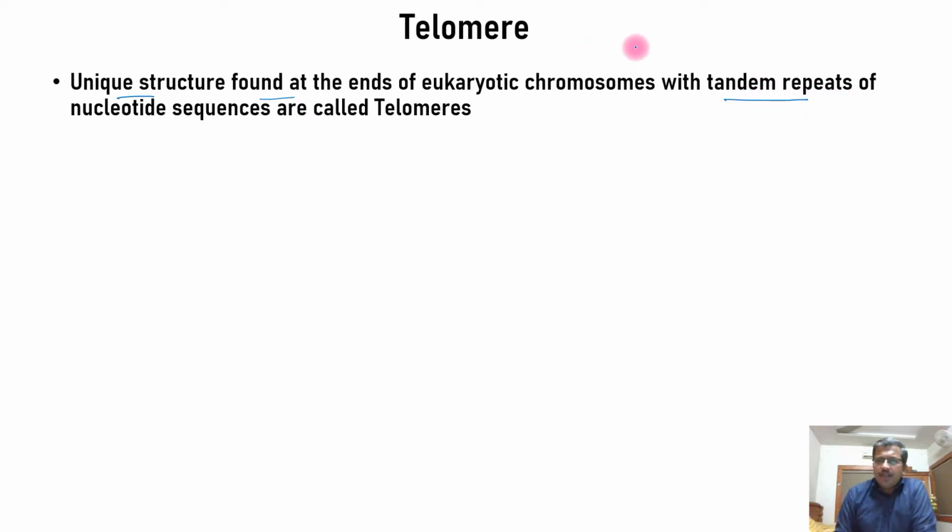For example, the nucleotide sequence TTAGGG, in the case of human beings, is repeated around 120 to 275 times, and this is what we mean by tandem repeats. These tandem repeats of nucleotide sequences, found at the terminal portion of the eukaryotic chromosome, are known as the telomere.